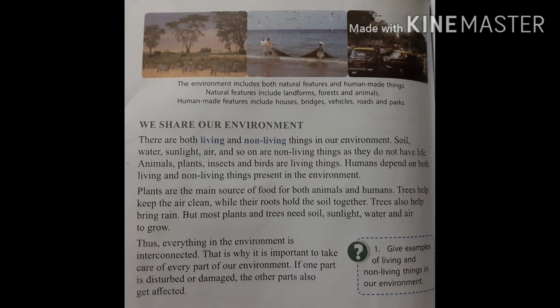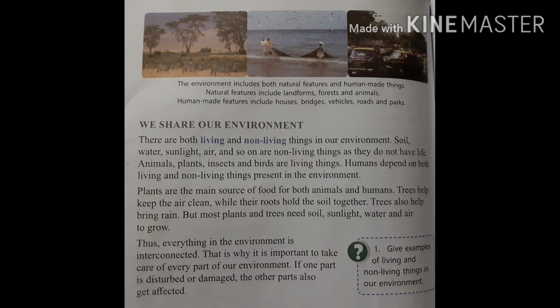Natural features include landforms, forests, and animals. Human-made features include houses, bridges, vehicles, roads, and parks. There are both living and non-living things in our environment. Soil, water, sunlight, air, and so on are non-living things as they do not have life. Animals, plants, insects, and birds are living things. Humans depend on both living and non-living things present in the environment.